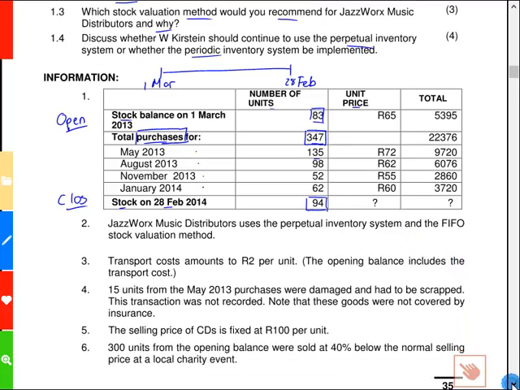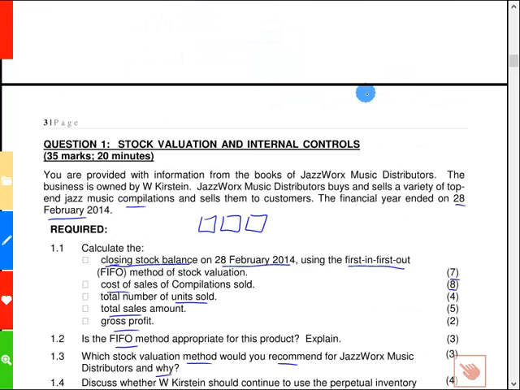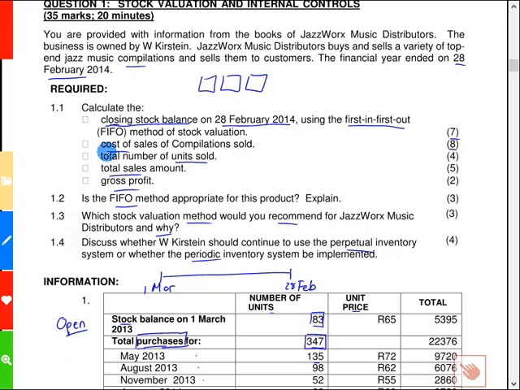Let's just read the additional information to see if there's anything else that we need to know. At this stage, what don't we see here in terms of stock movements? If you think of CDs for Jazzworks, they're buying and selling stock. What don't we see in this breakdown? We've got the opening balance, we've got the purchases, and we've got the stock at the end. But we don't see the sales. We don't know how many they sold. Okay, and that's actually one of the questions, which makes sense because it's not given. So they're going to ask us for the cost of sales and the total number of units sold. So that's going to be something we have to calculate.